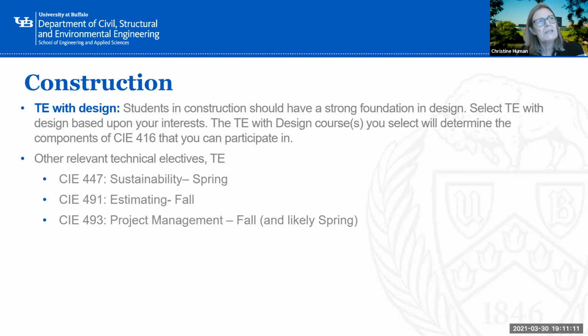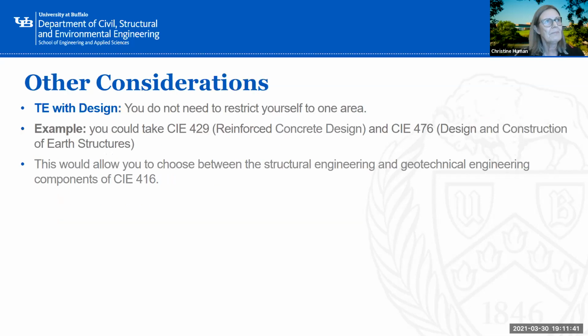Other classes in this area that you might be interested in: I put sustainability here again, but estimating, which is 491, which is offered this fall. Project management, 493, is also offered this fall, and likely will also be offered in the spring. We used to be able to offer 491 and 493 both fall and spring, but last spring we only taught project management. So if you want one in one semester and one in the other, I would take estimating in the fall and project management in the spring.